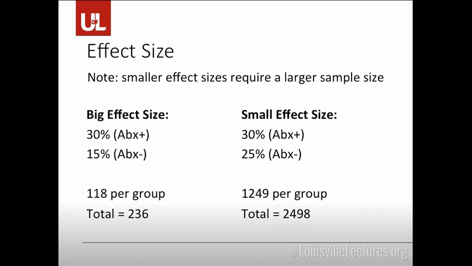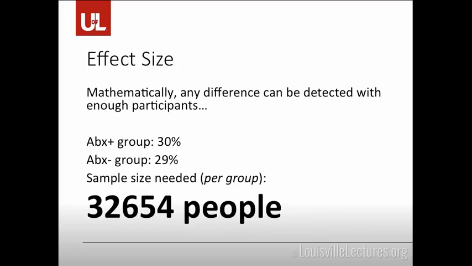So mathematically speaking, you can actually detect any effect size if you have enough people, based on the sample size formula. If you wanted to look at a 1% difference, you would need roughly 32,000 people per group. So statistically speaking, you can find any effect size. You just may need to enroll the world's population twice.